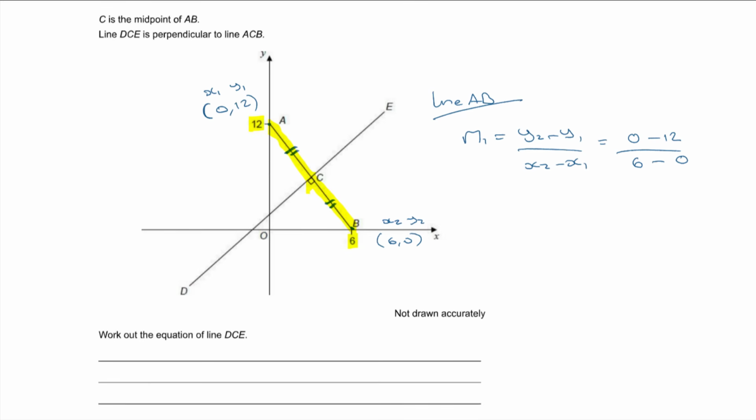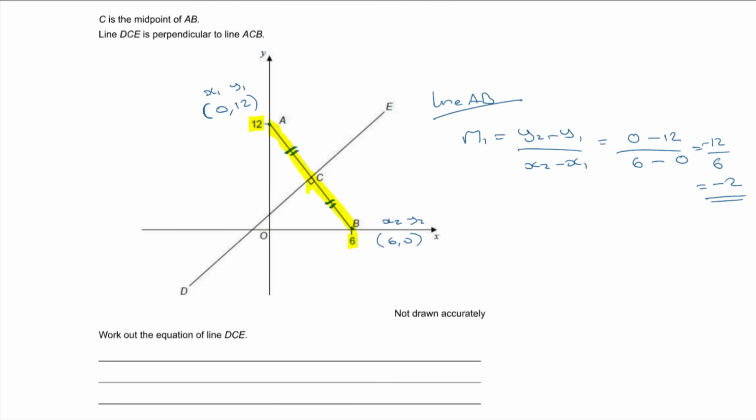Now, does it matter which way round I label x1, y1 and x2, y2? No, but I did it so that the negative sign would end up on the top, because that's just a bit neater. So I've got 0 minus 12, which is minus 12, and 6 minus 0, which is 6, and negative 12 divided by 6 is negative 2. Okay? So the gradient of my line AB is negative 2.